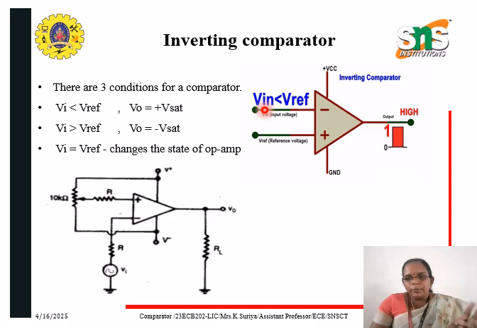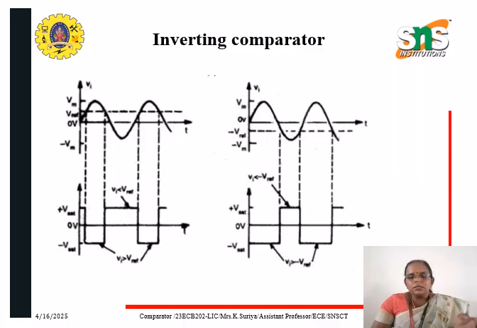So when your input voltage is less than your reference voltage, the output will be plus Vsat. And when your input voltage is greater than V reference, the output will be minus Vsat as shown in the animation here. So here low represents minus Vsat and high represents plus Vsat. So when Vi is equal to V reference, it changes the state of the op-amp. So this is the output of the inverting comparator.